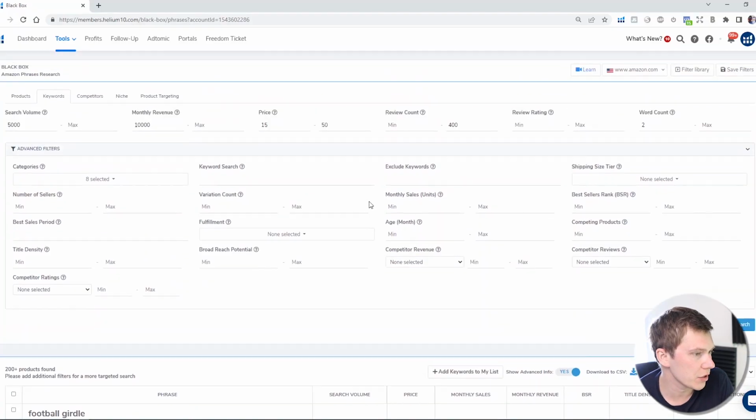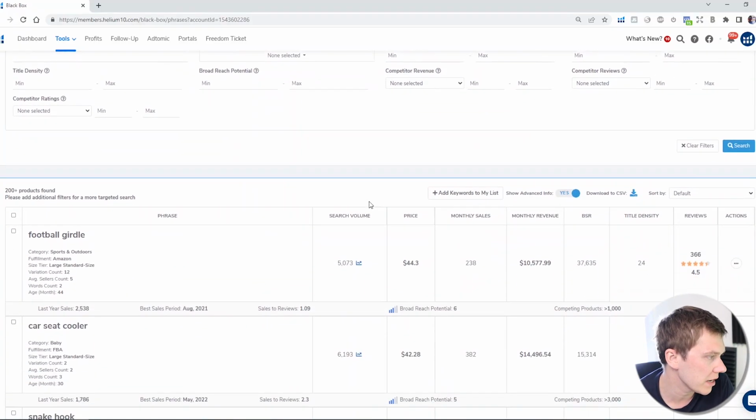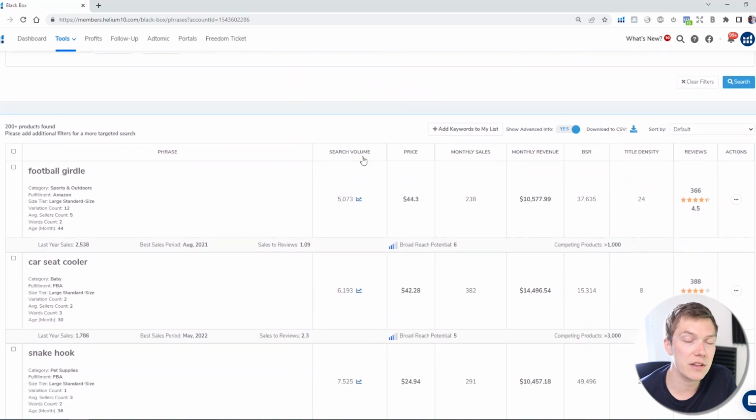There are, of course, tons of other different filters that you can set, but I think that's okay. Let's see what we get when we press the search button now. Okay, so those results have now loaded, and if we scroll down, look at this, immediately you can see lots of different product niches for us to explore and check out to see if they're worth selling or not. So the first one is football girdle. I have never even heard of that before. It might be something that's associated with American football.